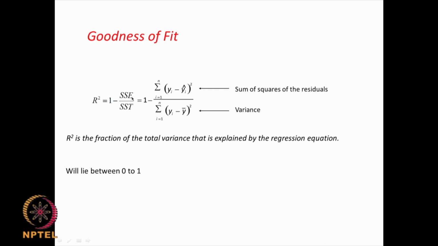So, 1 minus sum of squares of the error, that is given by y predicted and y observed squared, and this is the sum of squares of the total variance, yi minus y bar square, okay, and 1 minus that ratio. So, generally it will lie between 0 and 1, closer to 1 it means the fit is extremely good, closer to 0 that means it is very poor.